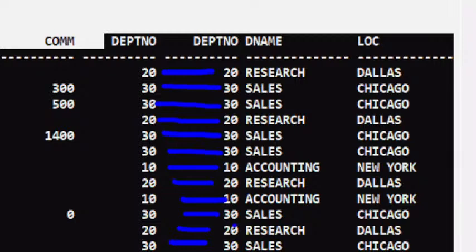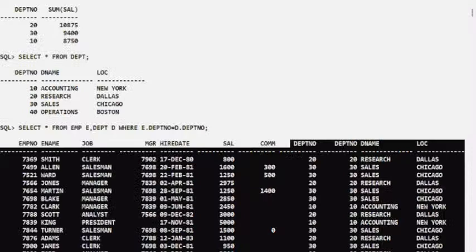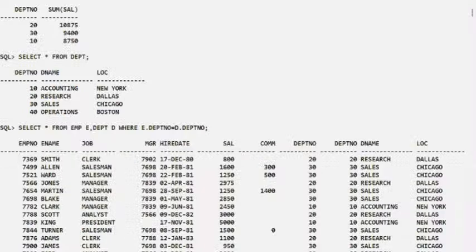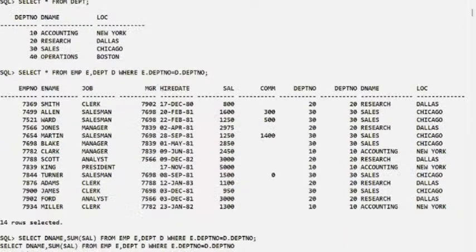Okay, now what I want to do, and this is my query. In this query, which column wise I need to find out sum of salary? Department name. After that, which function? Sum of sal.